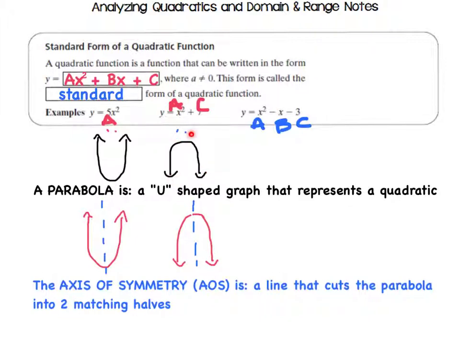The axis of symmetry, which is also known as the AOS, is a line that cuts the parabola into two matching halves. Notice it doesn't matter if it's a happy face, a parabola opening up, or a parabola opening down. The AOS is basically a line that you can cut right down the middle of your U shape.